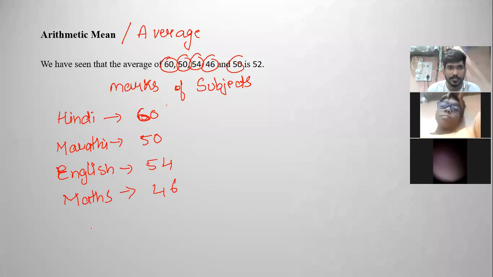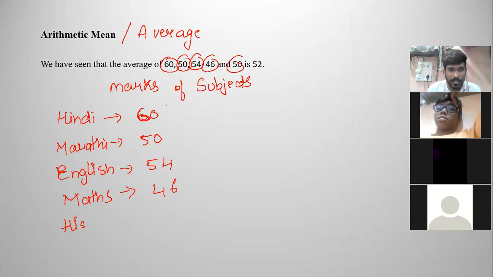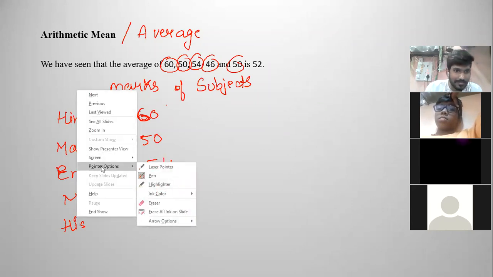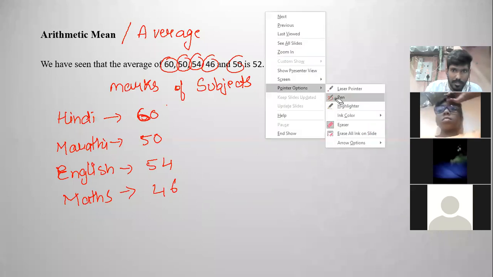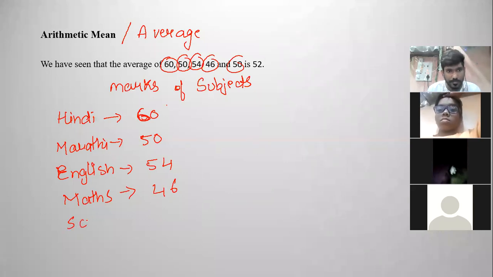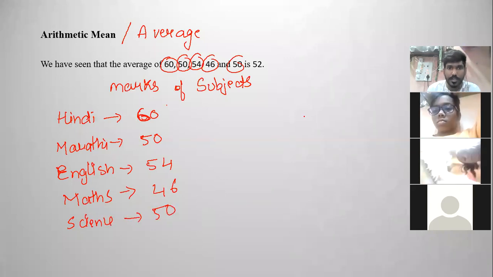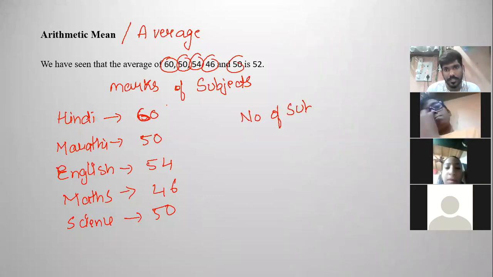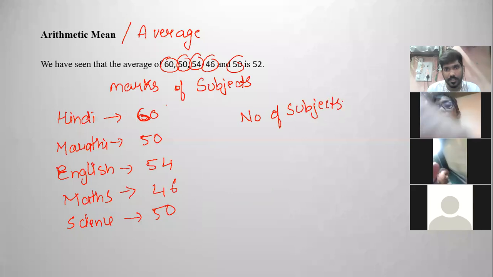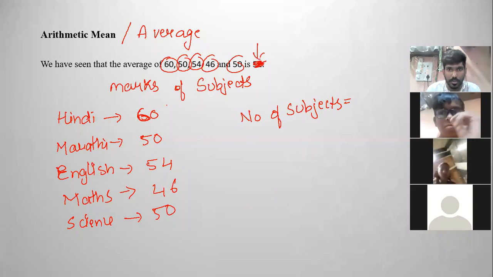And let's take science. Suppose in science you have got 50. Okay. Now first you see the number of subjects. How many subjects are there in this? 5 subjects. Don't look at this 52, 52 is the answer. So the number of subjects is 5.